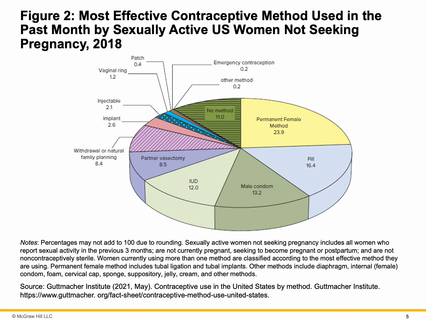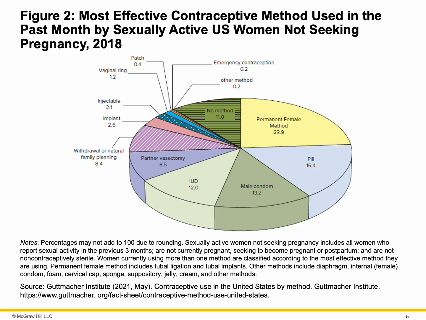All right, so here you see the most effective contraceptive methods used in 2018 by sexually active U.S. women not seeking pregnancy. Now, women using contraception include the following categories. Permanent female method was about 24%. Pill, which accounted for 16.4% of all women, a male condom, or what we call an external condom, we'll talk about that later, was 13.2%. An IUD or an intrauterine device was 12%. A partner vasectomy was 8.5%. The withdrawal and natural family planning method was 8.4%.